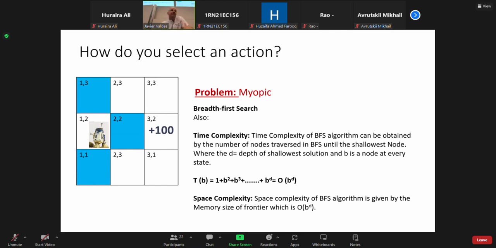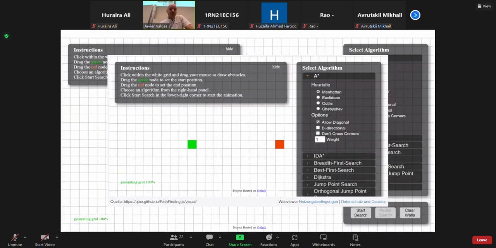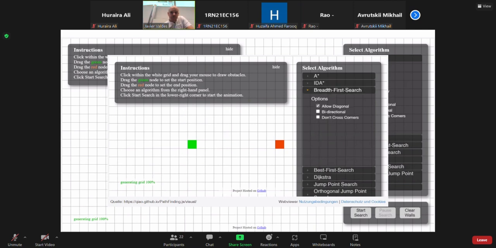Do you want to have a look at this? How does it work? Well, see if I can move it. No. We have the starting point, it's going to be the green point, and the end point, the goal, is going to be in the red. I'm going to choose my breadth first algorithm. I'm going to start searching for a solution. I don't know if this is going to be working.